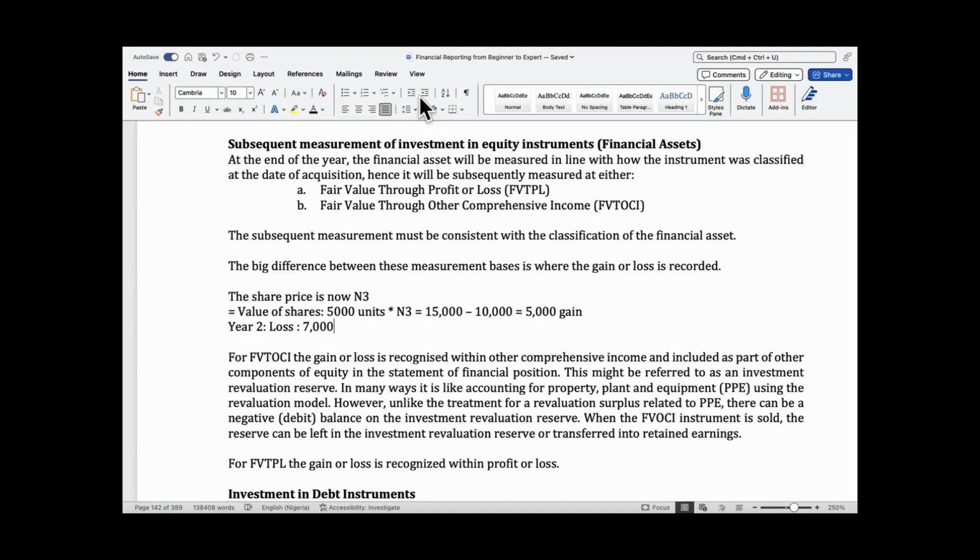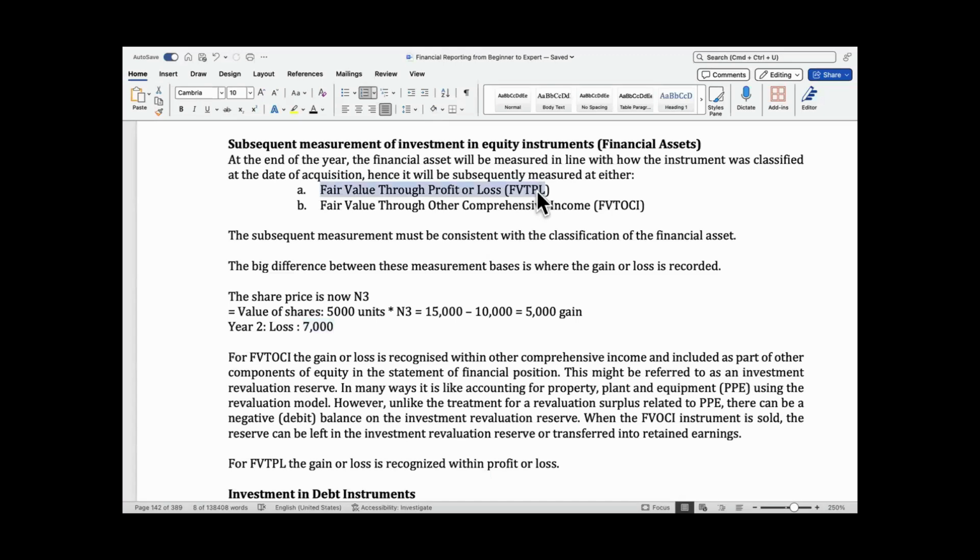That is what we taught you. But it doesn't apply here. You see, this entire 7,000 here is going to go to OCI. There is no need to net off and take in, because here, they were very specific. They have already classified these items. They have measured it very clearly.